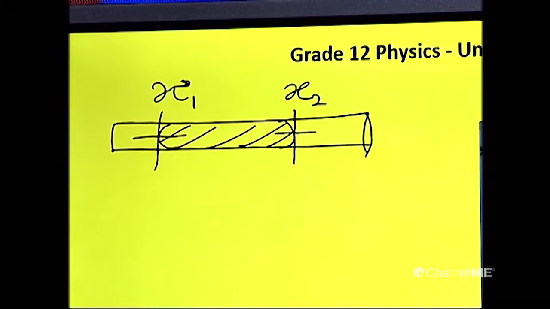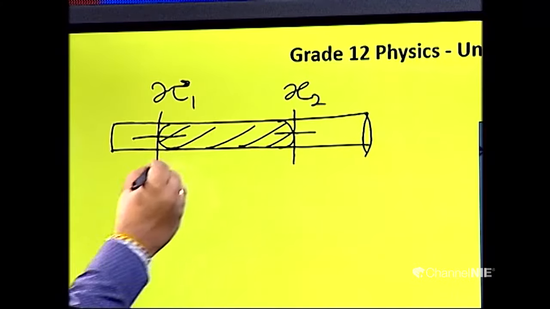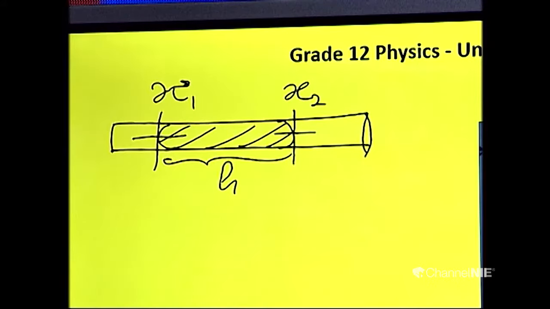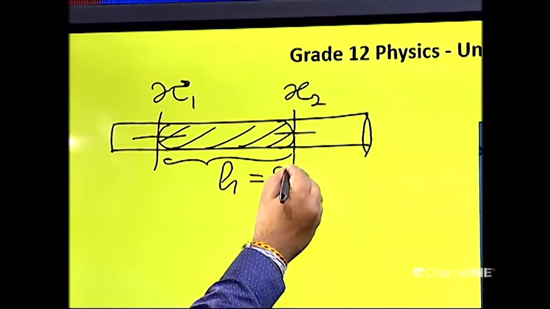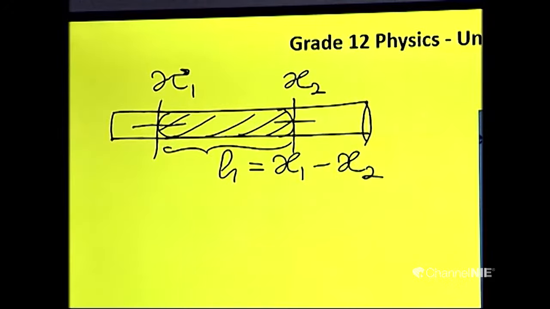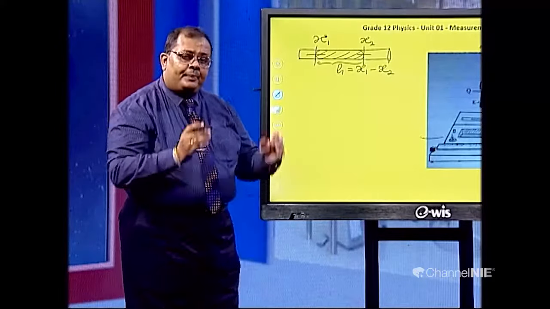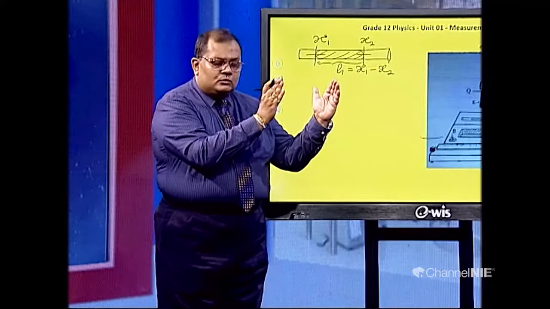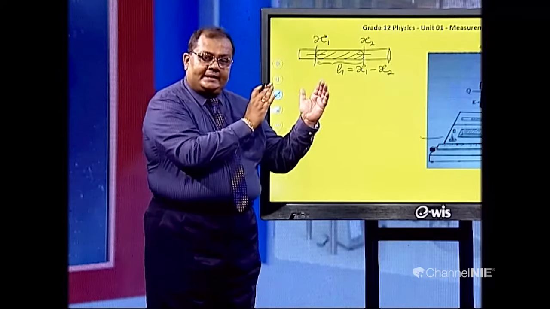Then you can measure the length L1, from here to here, by the difference of x1 and x2. Do the same procedure when the mercury pellet moves a little bit this way or in any direction.